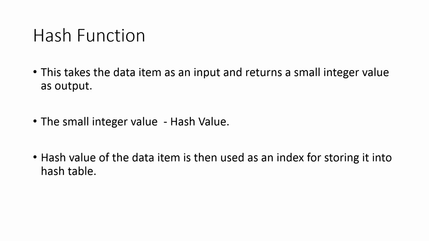Now let us go through what a hash function is. A hash function is a function that maps any big number or string to a small value. It takes the data item as an input and returns a small integer value as output. The small integer value, which is known as the hash value, is then used as an index. That is where the key is to be stored in the hash table, which we calculate with the help of the hash function.